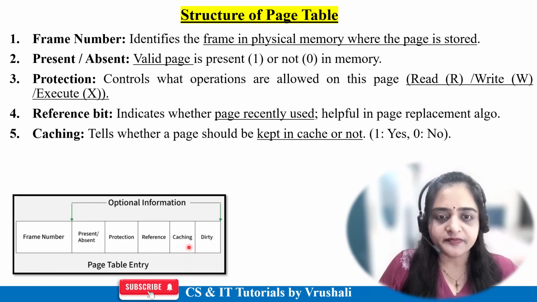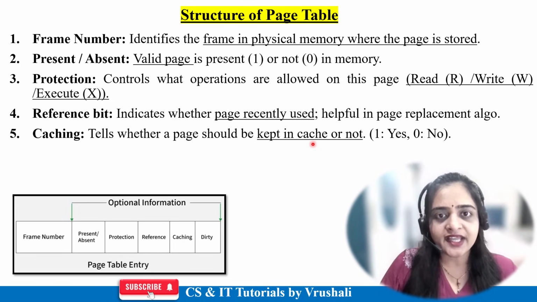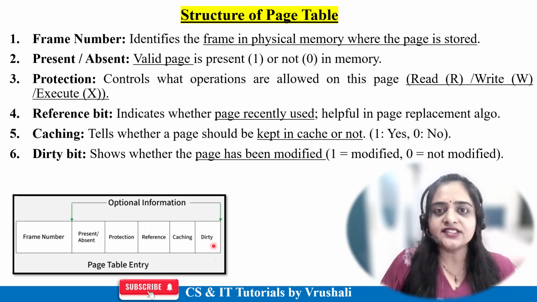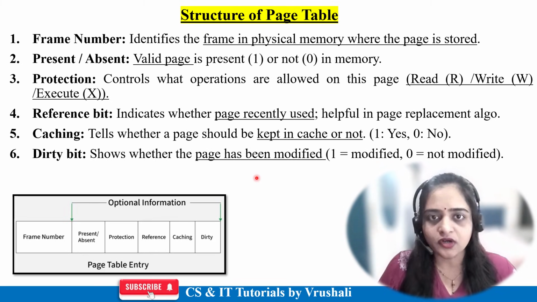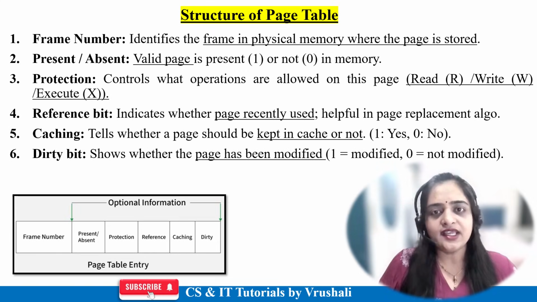Next one is caching. Caching means whether a particular page or process is stored in cache memory or not. If it is stored in cache, mention yes, otherwise no. And the last one is the dirty bit. The dirty bit indicates whether a particular page's data is modified or not. If it is modified, mention 1. If it is not modified, mention 0. So this is the actual structure of the page table that helps the operating system access stored data effectively and accurately.